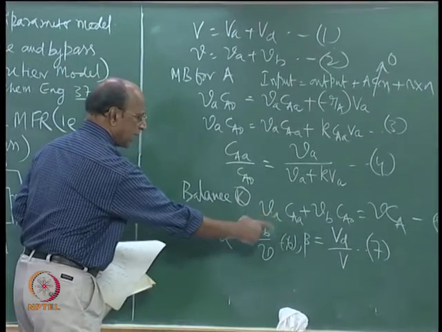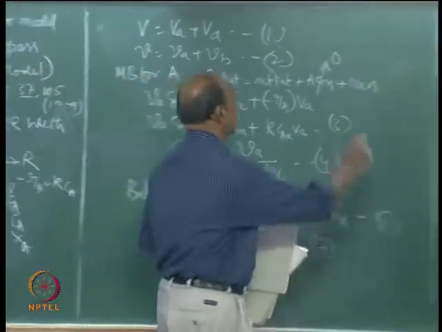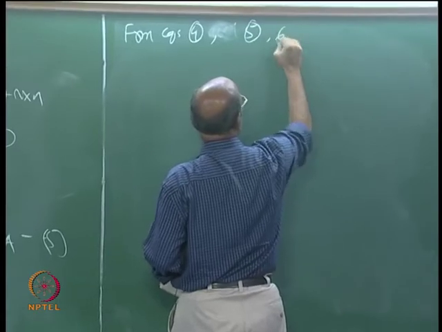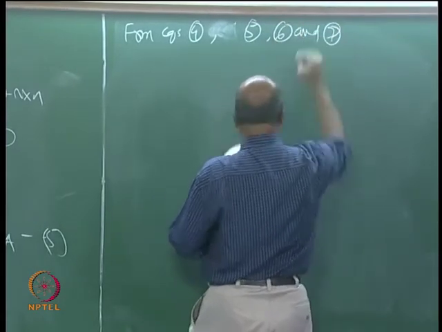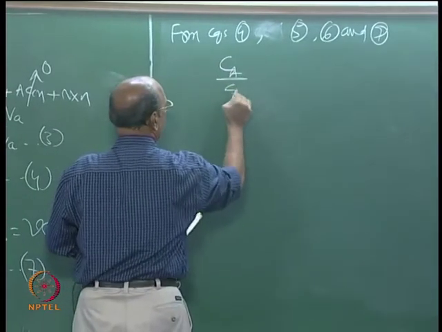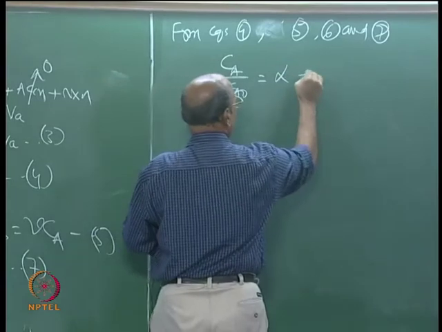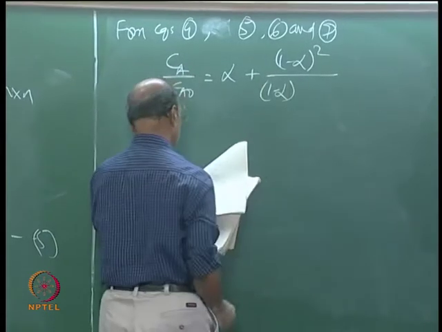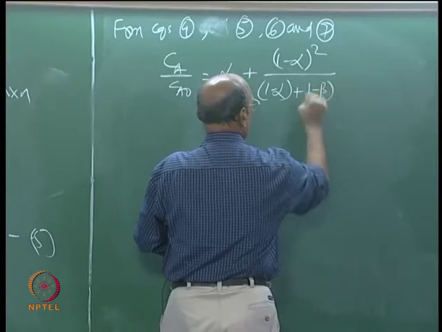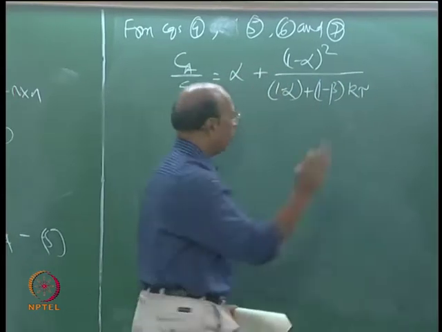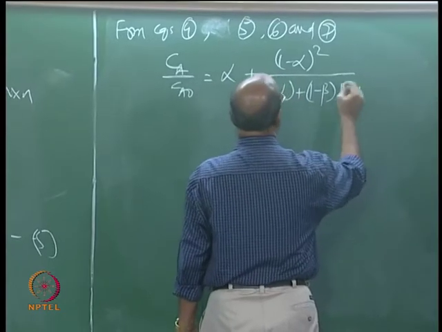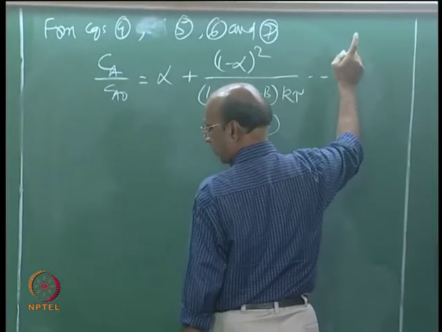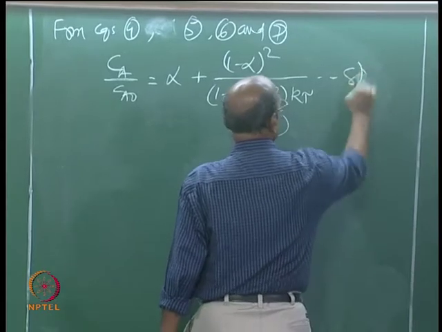So now using 6, 7 and 5 and 4, from equations 4, 5, 6 and 7, we get the final expression as CA by CA naught equal to alpha plus (1 minus alpha) squared by (1 minus alpha) plus (1 minus beta) k tau, or k t bar. Somewhere I would write tau equal to t bar also. So this is equation 8.